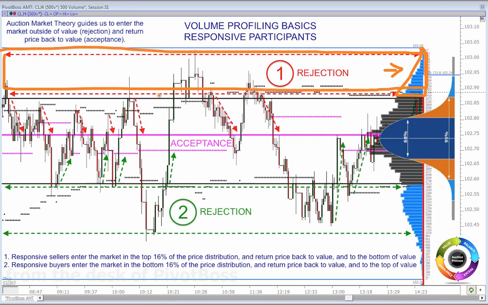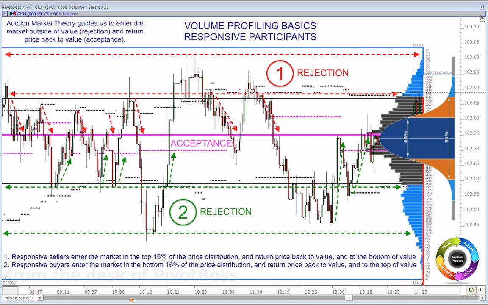So when price enters that space, our goal as responsive sellers, or responsive selling participants in the auction, is to sell it and take it back to value. Sell it and take it back to value. That's your goal every time it gets either to the top of value or beyond it.